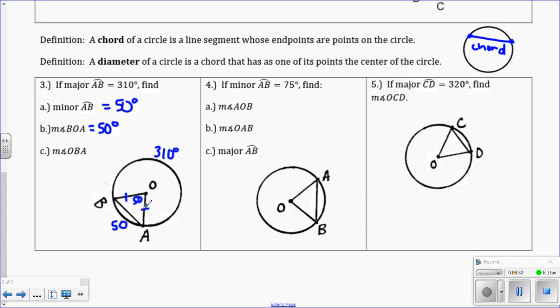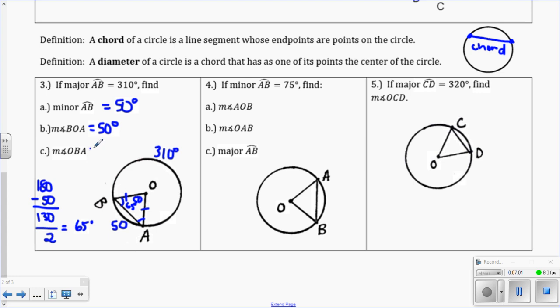If I actually draw that in, now I've formed an isosceles triangle. The 2 base angles, OBA and OAB, are congruent. Base angles are congruent. So use the triangle sum theorem, 180, subtract the angle that we have, 50 degrees, and we get 130. Then, because the base angles are the same, you divide by 2, and you get 65 degrees. So both of those base angles are 65 degrees.